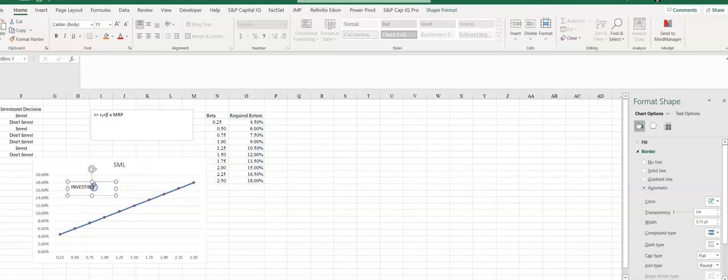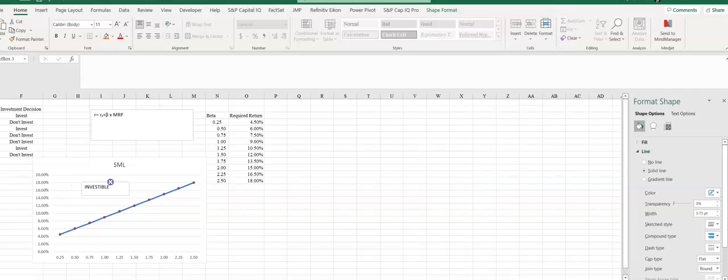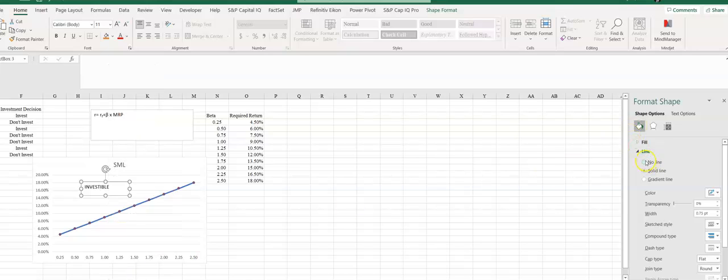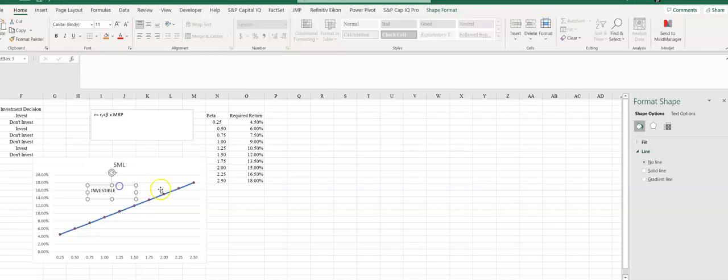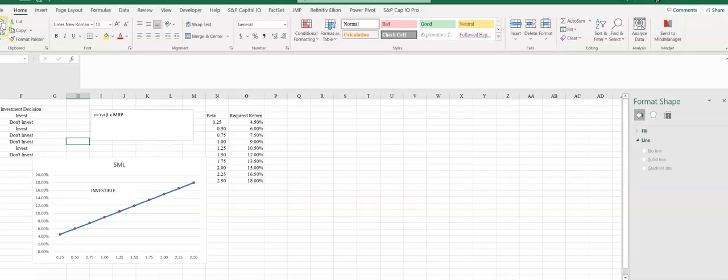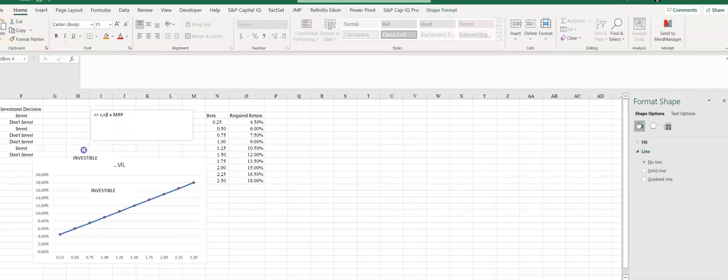So any asset that falls into this region is going to be investable. Let's see if we can get rid of the outline in here. Line in here. Better. So this is the investable asset domain, and then the bottom part of the SML line is going to be not investable. So let's also put that one in here. So these are not investable.